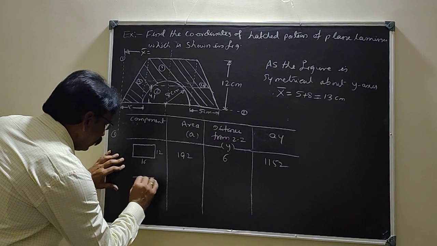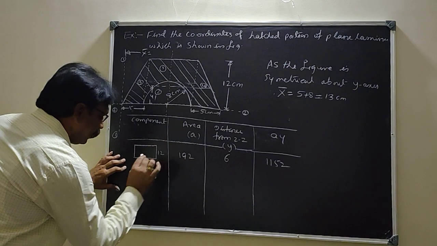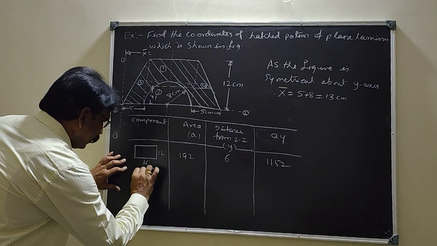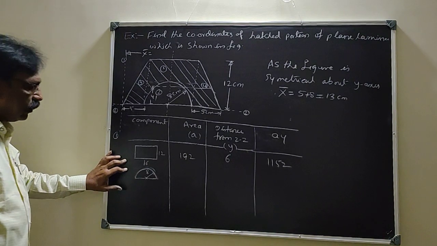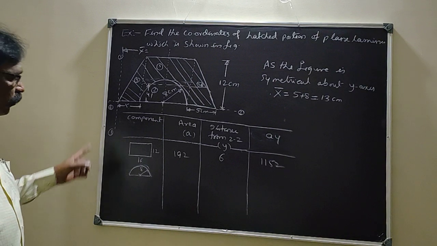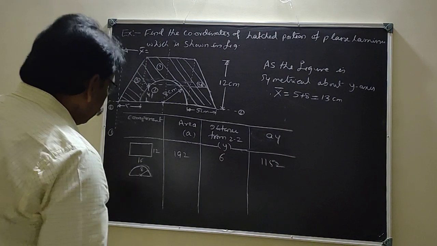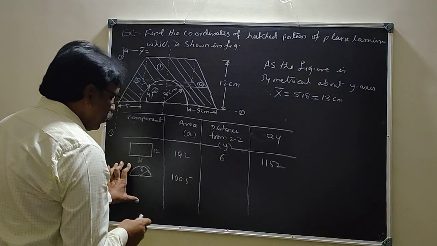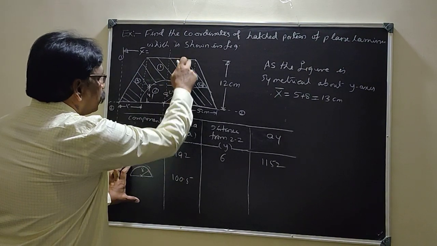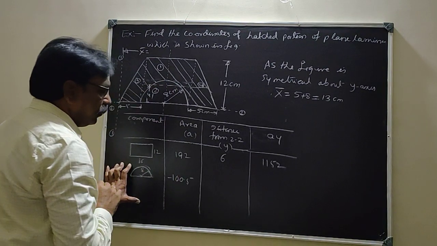Then comes another figure. That means a deducted portion, the semicircle of 8 centimeter radius. Now the area of that one will be 100.5. As it is to be deducted, because in this rectangle we have considered this as the full one, therefore it is to be deducted, so therefore minus.